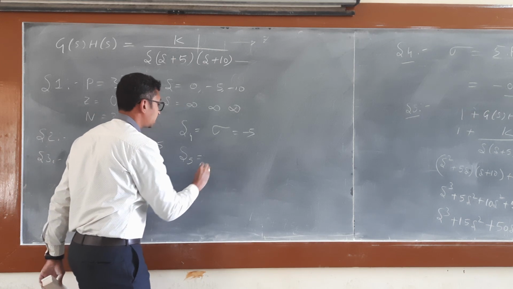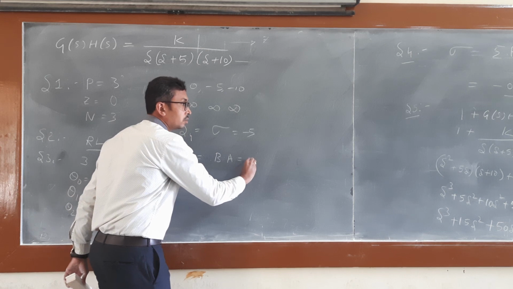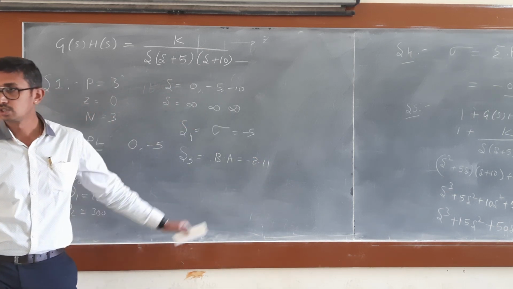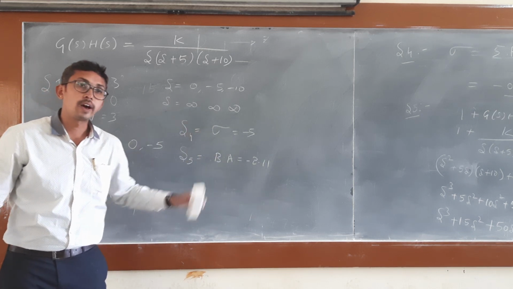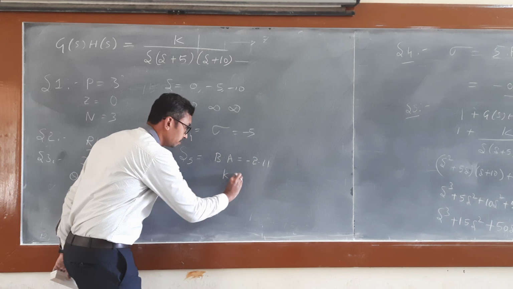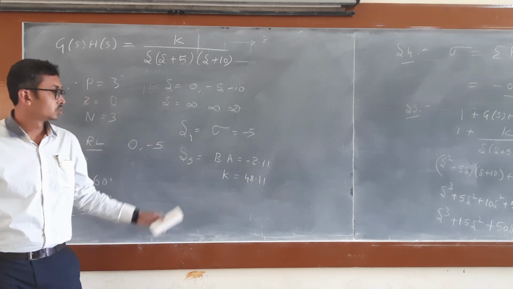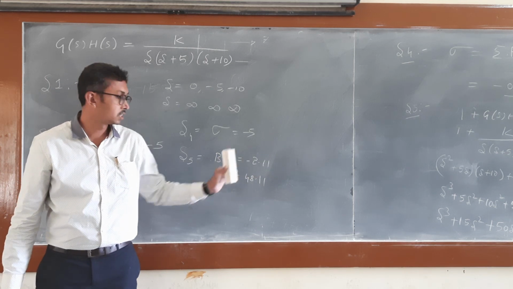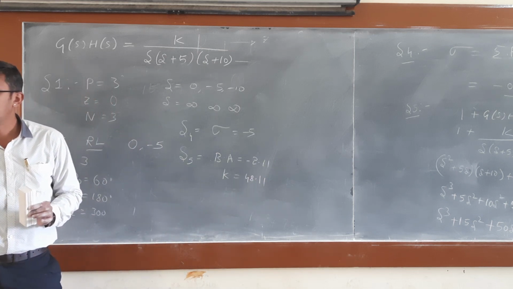48.1. Right, centroid. Breakaway point is equal to how much? Minus 2.11. Correct? So breakaway point is minus 2.11. At this value, what is the value of K? 48.11. So when the breakaway point, that is S is equal to minus 2.11, the K value is equal to 48.11. Correct?